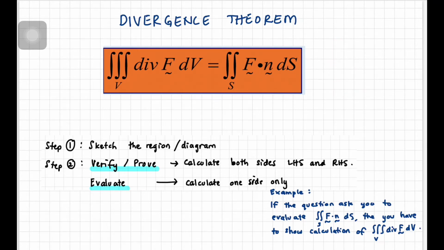So similar to Green's and Stokes' theorem, first you have to sketch the region, and then if the question asks you to verify or prove, you need to calculate both sides and show that the left hand side is equal to the right hand side. And if the question asks you to evaluate, you have to calculate one side only. If the question asks you to evaluate the surface integral F dot n dS, then you have to show the calculation of the triple integral of divergence F dV.